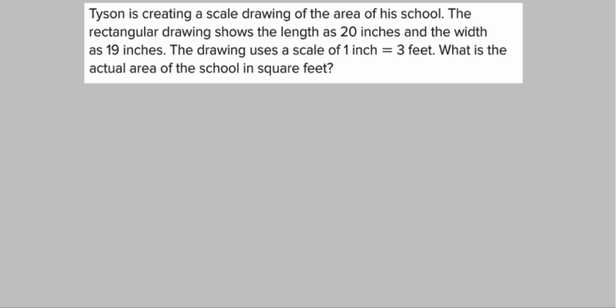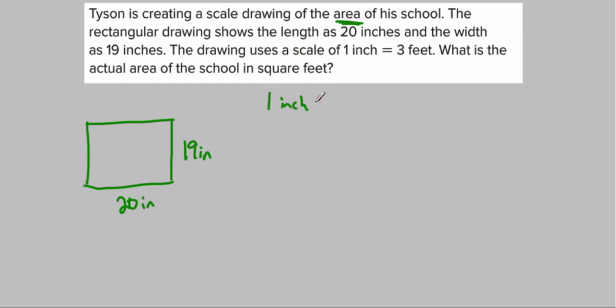So let's put all of this together. It says Tyson is creating a scale drawing of the area of his school. The rectangular drawing shows the length is 20 inches and the width is 19 inches. So let's kind of sketch this out here. So the length is 20 inches and the width is 19. That's our base and our height. The drawing uses a scale of 1 inch equals 3 feet. So we want to know what's the actual area of the school in square feet.